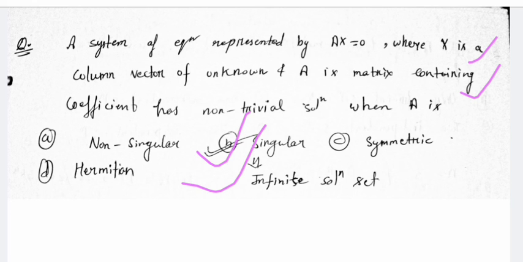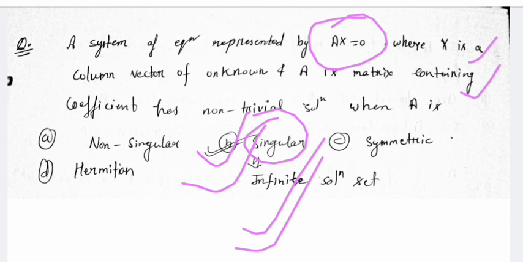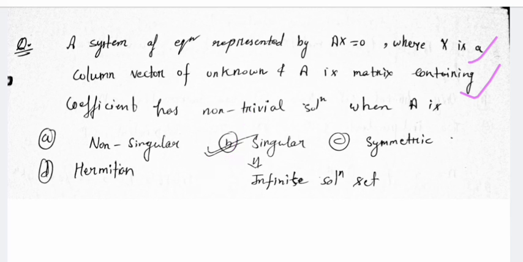Why? Because we know that the system is Ax equal to 0, where the determinant is 0, and in the case of a singular matrix the determinant is 0. Another reason is that there are an infinite number of solutions in the solution set, so the correct answer is option B. Now come to the next question.